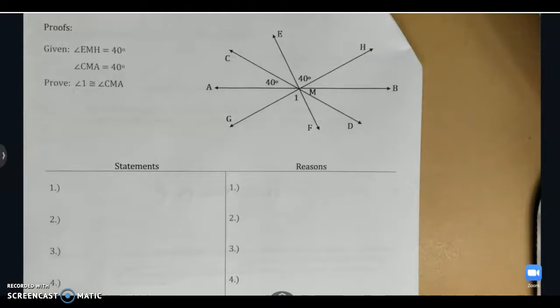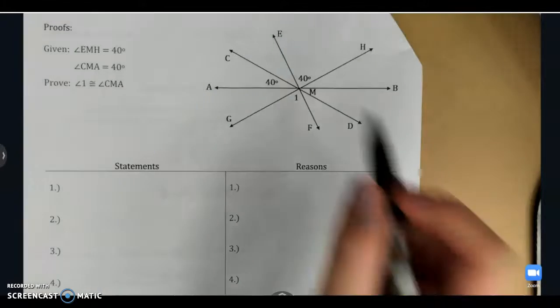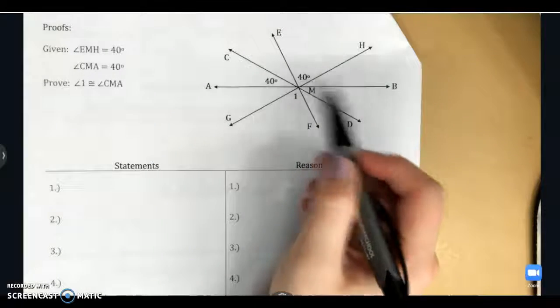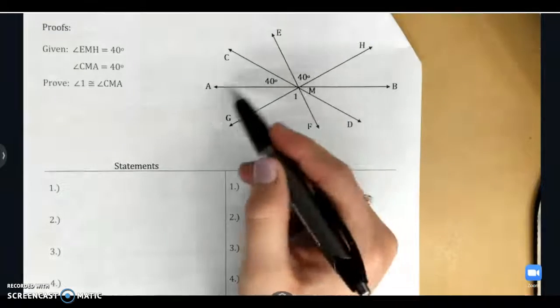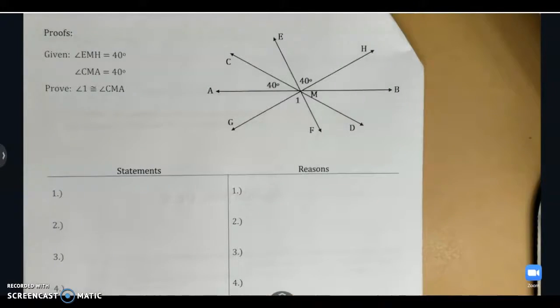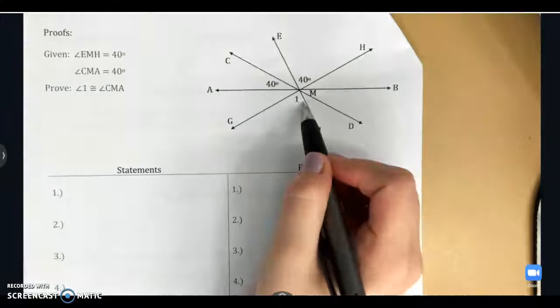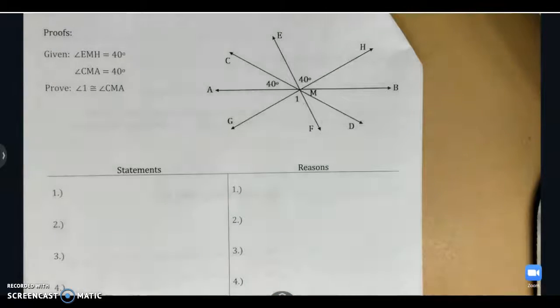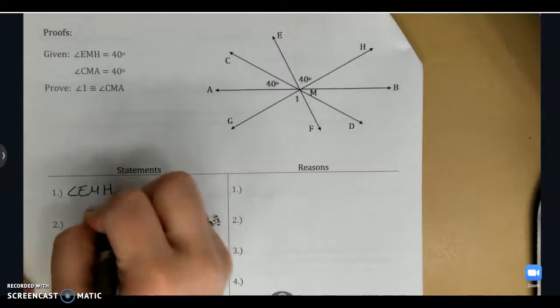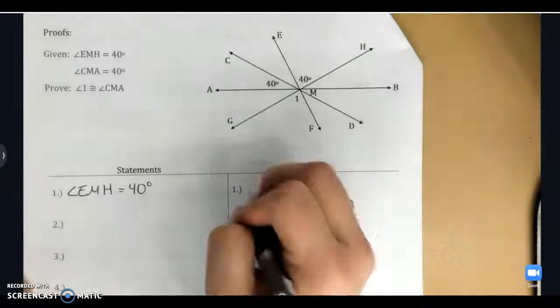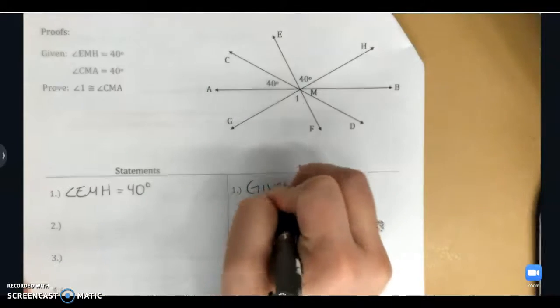So we are given that angle EMH is 40 degrees, and that's already labeled for us, and that angle CMA is also 40 degrees. I want to prove that angle 1 is congruent to angle CMA. So remember, with two-column proofs, we always want to start with what we're given. And we're given that angle EMH is 40 degrees. That was given to us.